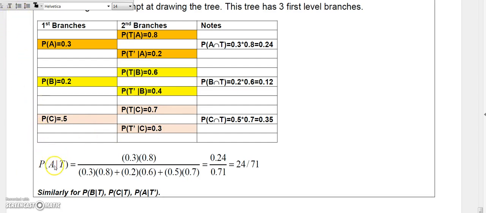So what I want to find here is the probability of A given T. Now these top branches are T. So this is T, this is T, this is T. They just came from a different branch over here. Okay, so the probability of A given T, the numerator, is just the product from A to T, so 0.3 times 0.8. And then the denominator is the sum of all 3 branches to T. So 0.3 times 0.8 plus 0.2 times 0.6 plus 0.5 times 0.75. And then you get a calculator and figure that out. And I got 24 over 71, and you can put it in a calculator if you want a decimal.